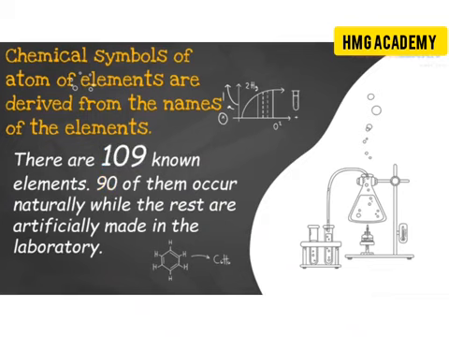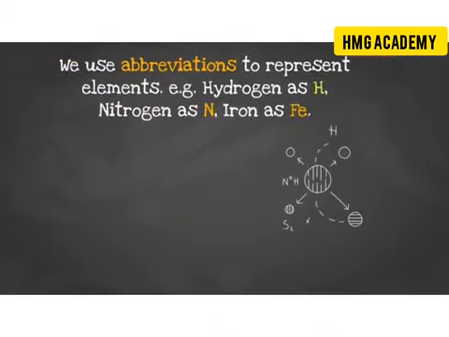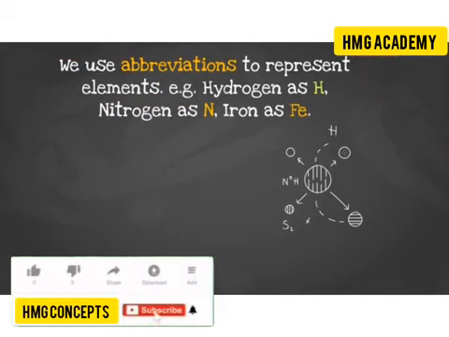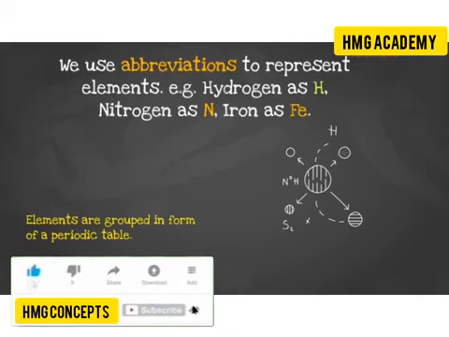There are 109 known elements. 90 of them occur naturally, while the rest are artificially made in the laboratory. We use abbreviations to represent elements, e.g., hydrogen as H, nitrogen as N, iron as Fe. Elements are grouped in form of a periodic table.